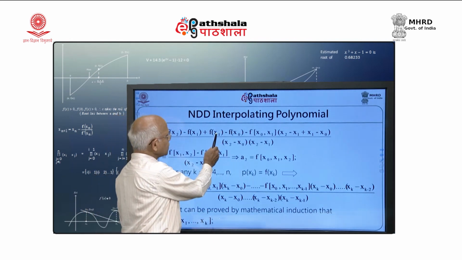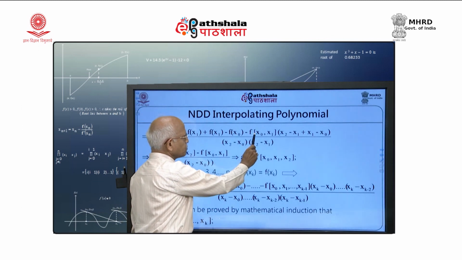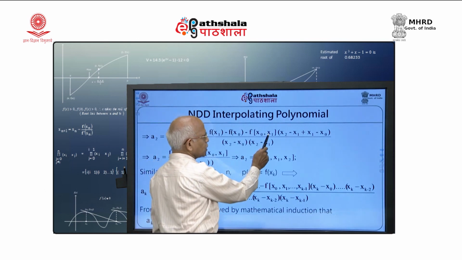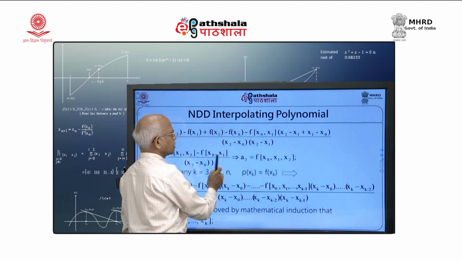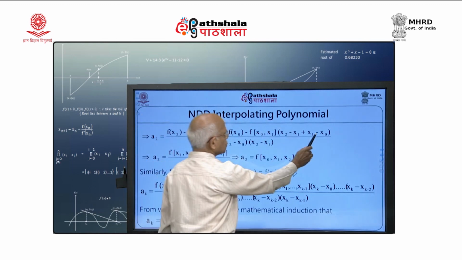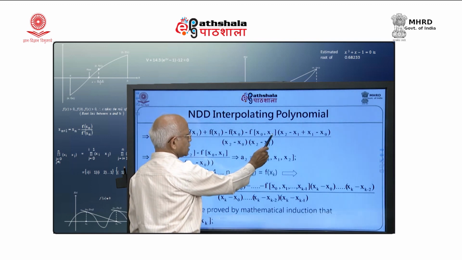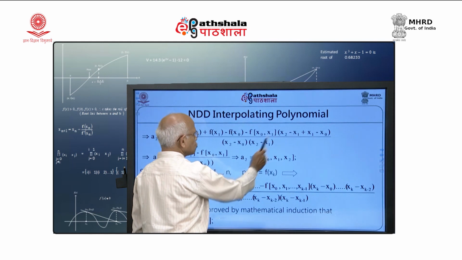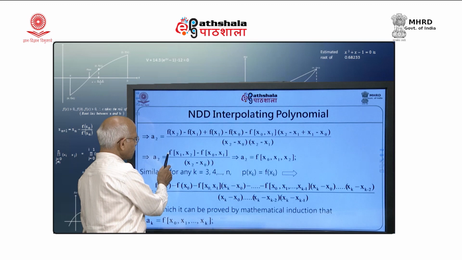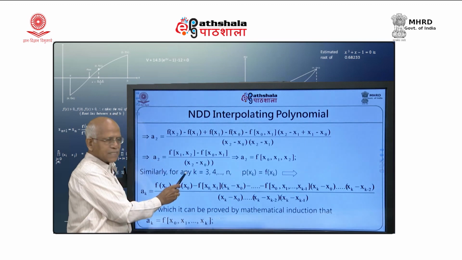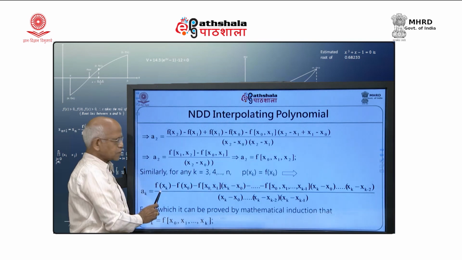Now, if you look at this f(x1) minus f(x0) and this divided difference f[x0, x1] into (x1 minus x0), this factor, they are the same. So, therefore, this will be vanishing with this. So, the only term remaining will be minus f[x0, x1] into (x2 minus x1). Now, (x2 minus x1) gets cancelled here and only (x2 minus x0) remains. So, I will get f[x1, x2] minus f[x0, x1] divided by (x2 minus x0). This is what I will get.